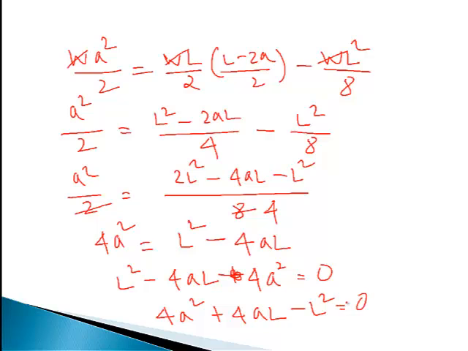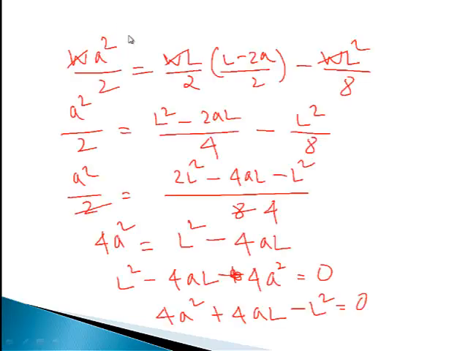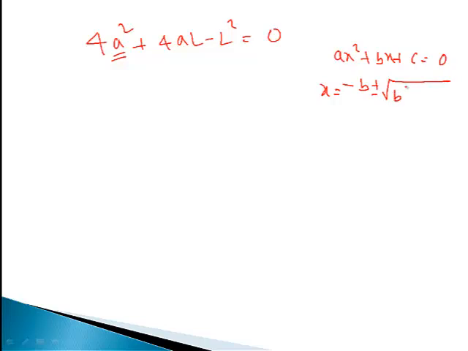We have to find A. Okay, so that is the final equation: 4A square plus 4AL minus L square equal to 0. Here A is the variable and L is the constant. So if you know this formula, ax square plus bx plus c equal to 0, this is quadratic. Okay, so you should know all this: minus b plus or minus root of b square minus 4ac, by 2a, this is the formula.